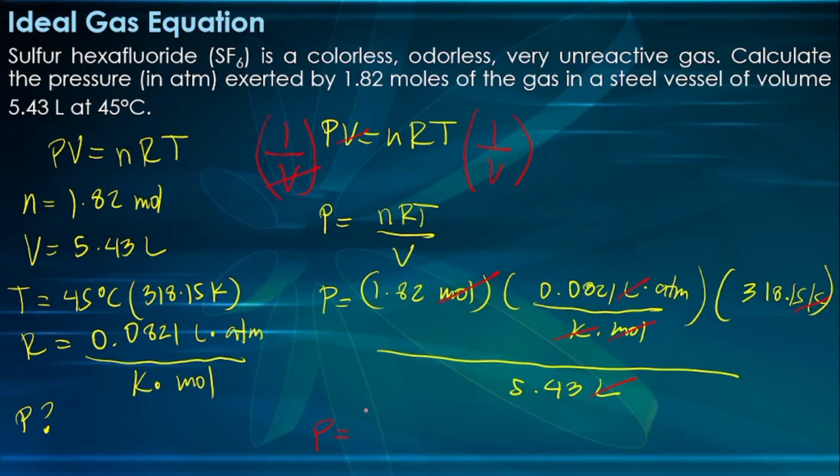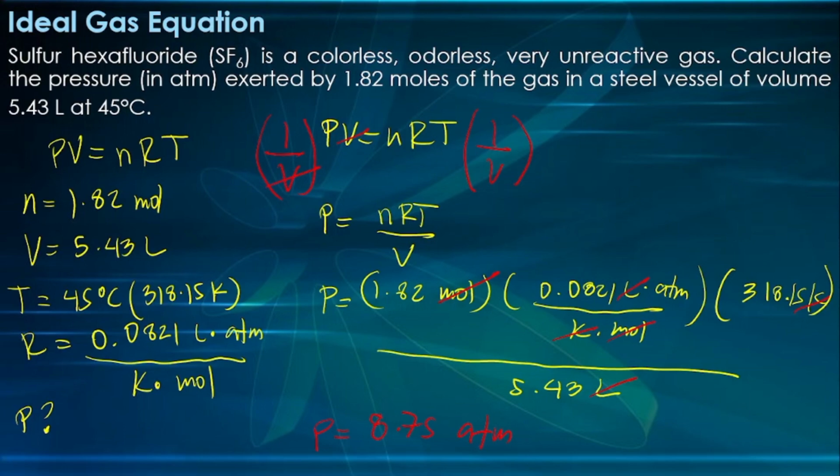So the pressure exerted by this gas here is 8.75 atm. Okay? So that's it for this problem. Again, to avoid difficulty, you need to first identify what is given in the problem. Here, given is the amount of gas, which is 1.82 moles, the volume, which is 5.43 liters, the temperature, and the gas constant R. The unknown is the pressure in atm, so the unit of our final answer should be atm. In this case, the pressure of this gas is 8.75 atm.